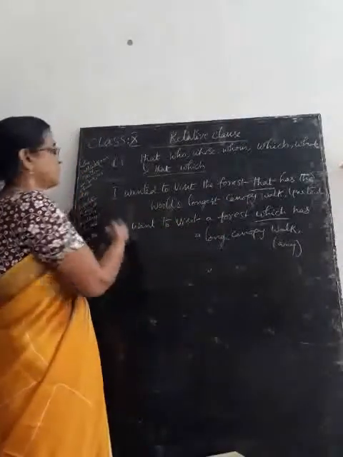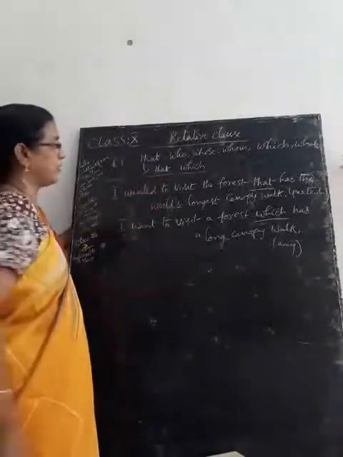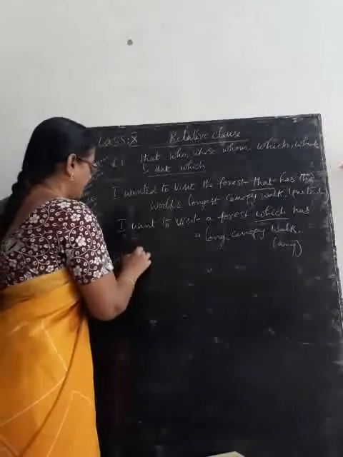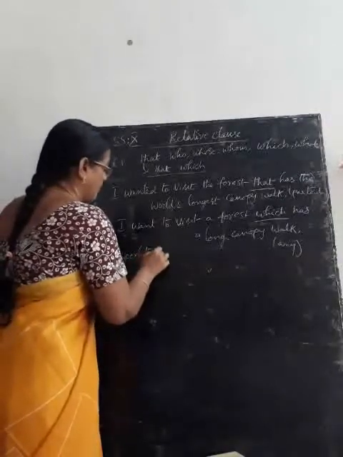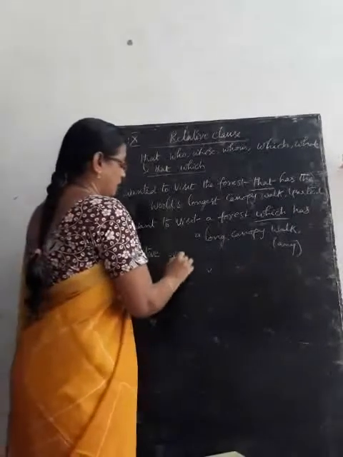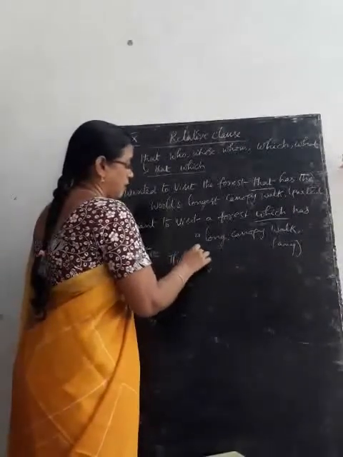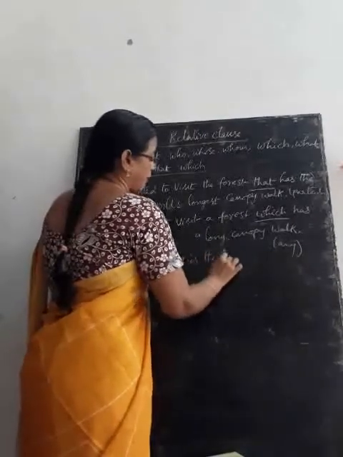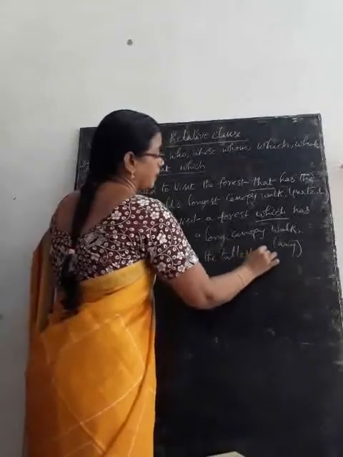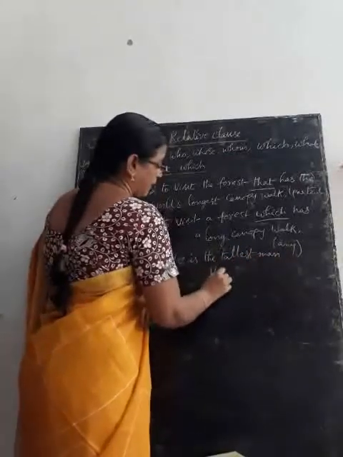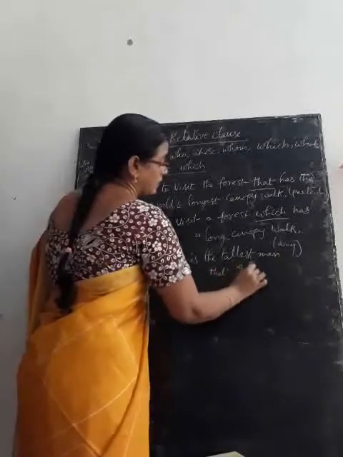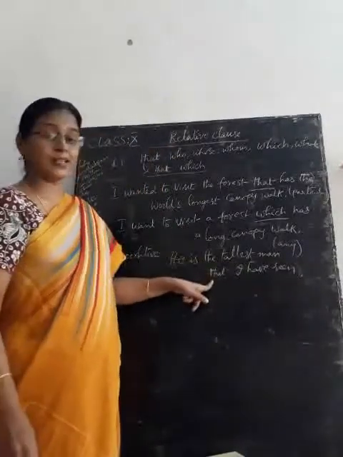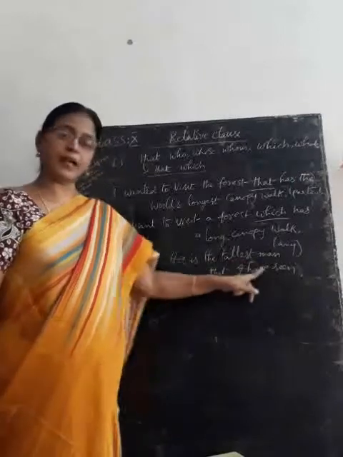Here the word that is mostly used before superlative degrees. Superlative degree. For example, he is the tallest man that I have seen. See, after a superlative degree we use that. He is the tallest man that I have seen.